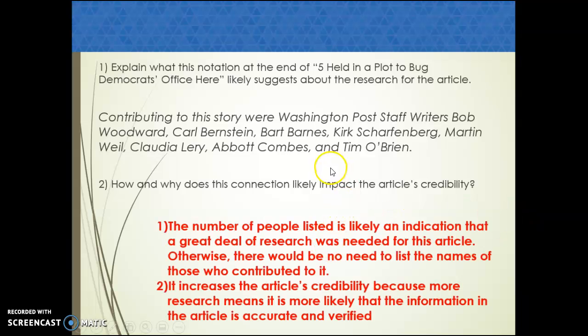Well, first of all, for number one, the number of people listed is likely an indication that a great deal of research was needed for this article. Otherwise, there would be no need to list all the names of those who contributed to it. And secondly, this increases the article's credibility because there are more people involved, more research, which means it's more likely that the information in the article is accurate and verified.